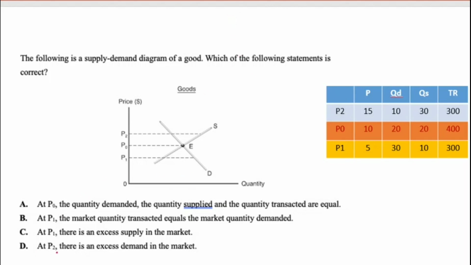At P2, there's an excess in demand in the market. P2 is in demand? No, that's excess in supply. That's wrong. C. But at P1, there's an excess supply in the market. P1 here. Excess in supply? That's excess in demand as you can see because this one is much larger compared to this. Wrong for that. And then this one at P1, the market quantity transacted equals the market quantity demanded. I don't see any intersection at P1, so no for that. And at P0, the quantity demanded, the quantity supplied, and the quantity transacted are equal. Yes, I see the equilibrium is here. So we will choose letter A. That's the real answer. Correct, correct.